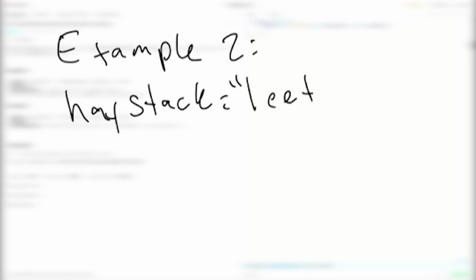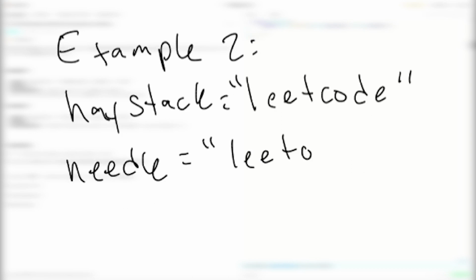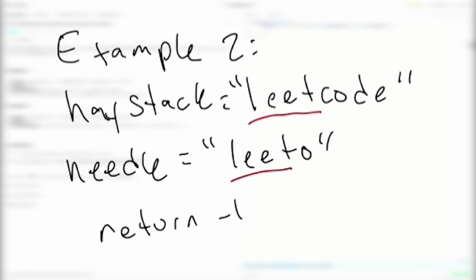For example number 2, we're going to be given the haystack equal to LeetCode, and our needle will be equal to LeetCode. So even though we do have leet right here and leet right here, we have to match the entire string. So nothing matches here. So this one would actually return -1. So those are our two examples. Let's go up and take a look at our constraints and then try to figure out how we're going to solve this.